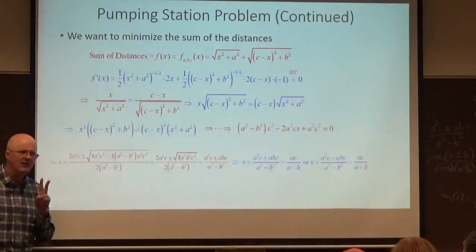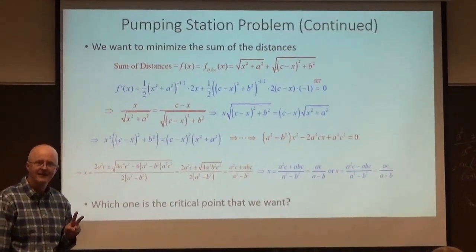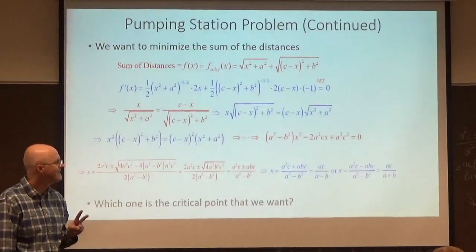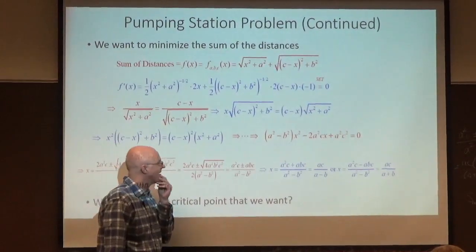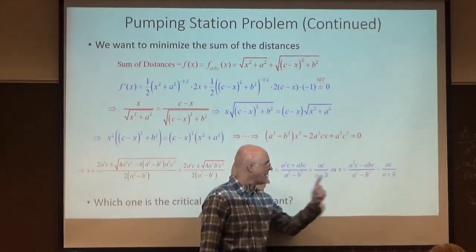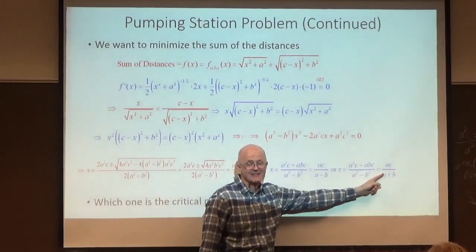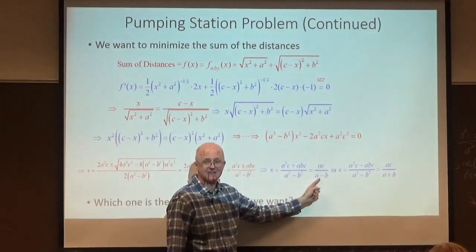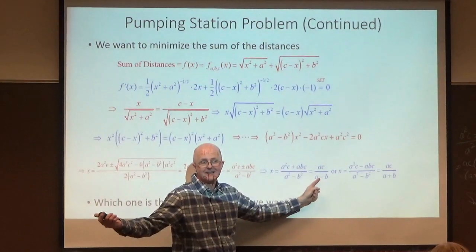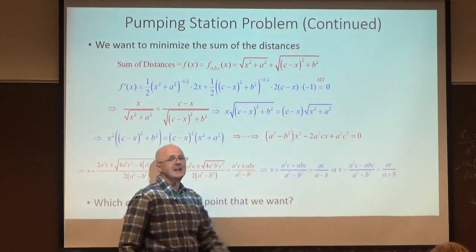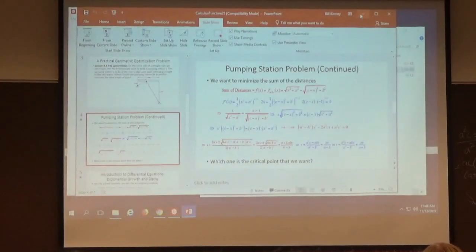Which one? There's two of them. Which one's the answer? Which one is the critical point we want? Probably that one in general, because that one's positive for sure. This one could be negative if a is less than b, like it actually was in my picture. To know that it's the right one, we might want to graph it.